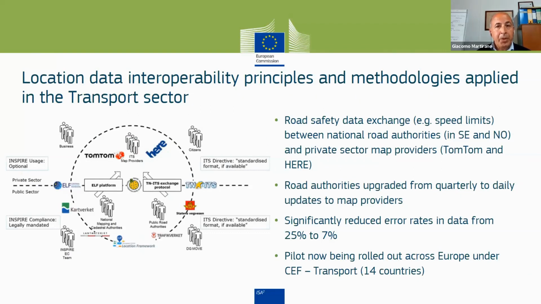Regarding the transport sector, road safety data exchange, for instance speed limits, between national road authorities in Sweden and Norway and private sector map providers like TomTom and Here. Road authorities upgraded from quarterly to daily updates to map providers, significantly reducing error rates in data from 25% to 7%. And now this is very important: the transportation pilot has been rolled out across Europe under the CEF instrument. So this is a nice combination between ISA² and ELISE with CEF.